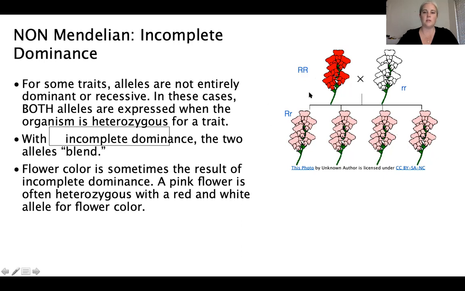This does happen in snapdragons. In tulips, however, it's codominance. And so what would happen is you would end up with both of them being expressed together. And so when that happens, you end up with red and white striped offspring. So that's the difference between seeing codominance versus seeing incomplete dominance. Incomplete dominance is a blending of the two, red and white make pink. Codominance is an expression of both. So red and white make red and white striped.